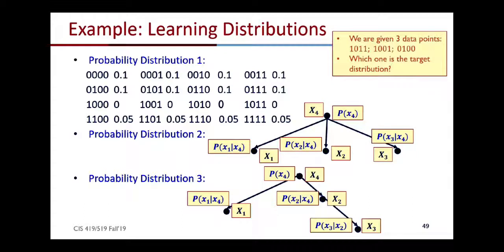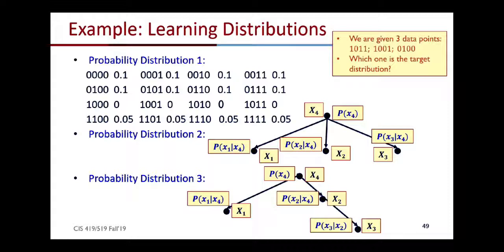Here are three data points: 0, 1, 1, 0, 1, 1, 1, 0, 0, 1, 0, 1, 0, 0. And I'm asking you, if this is the data, which of these is the target distribution? Really what I'm asking is, which of these is more likely to have generated this data? Okay? So what do you think?